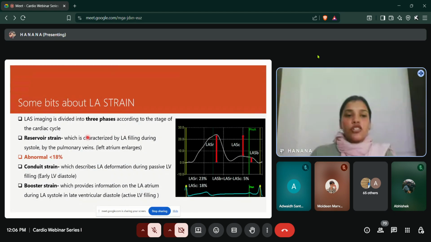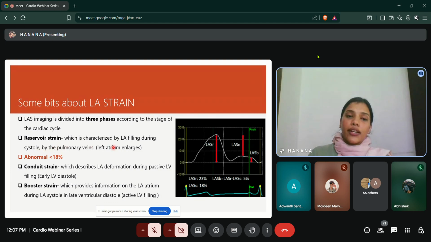The first phase is reservoir strain. In this phase, the LA gets the blood from the pulmonary veins, which is characterized by LA filling. LA is filled during systole. While the ventricle is pushing the blood into the aorta or great arteries, the atria are filled by the veins. LA is filled by the pulmonary veins, and the right atrium is filled by the systemic veins.